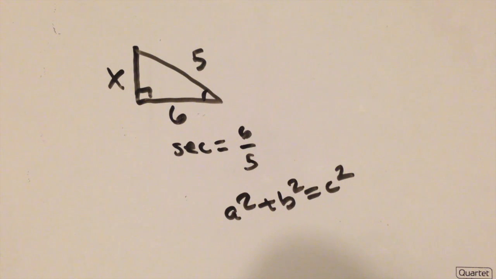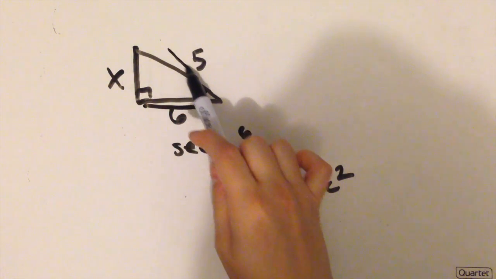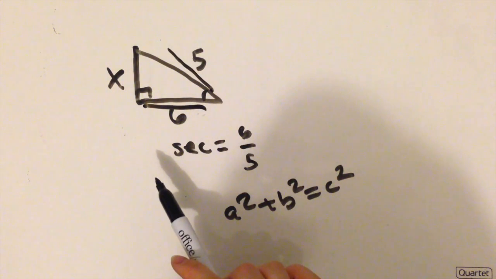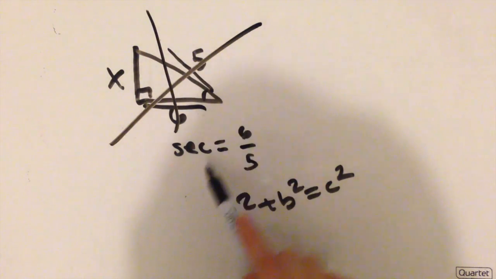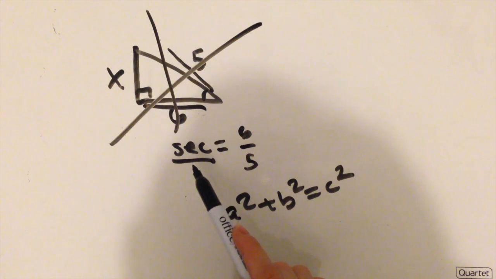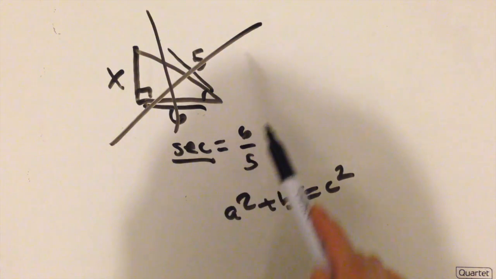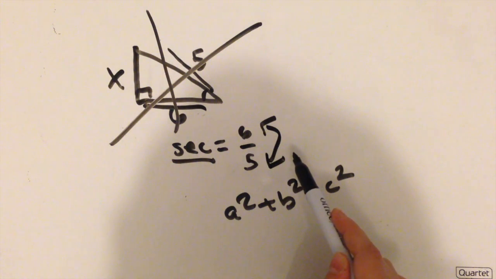Now hang on a second. Does this look right? Does this triangle look like this side should be longer than this side? I don't think so. Yeah, this is wrong. Because what is secant? Secant is the reciprocal, which means that you have to flip these. Otherwise, your math will be incorrect.